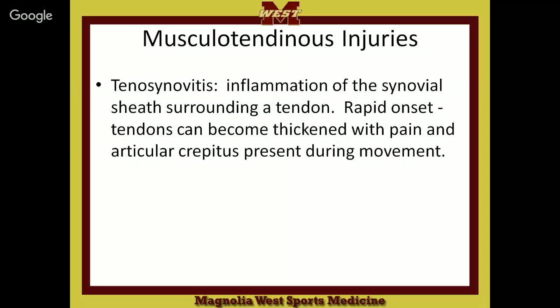So there's the muscle, great big muscle. It comes down and it turns into the little tendon that's attaching to the bone. All right? So around the tendon itself is the synovial sheath. And that sheath itself can get swollen. So you get inflammation of the synovial sheath surrounding a tendon. It's usually rapid onset and can become thickened with pain and articular crepitus present during movement.